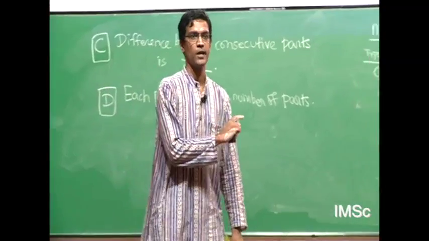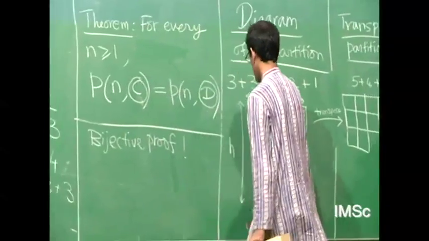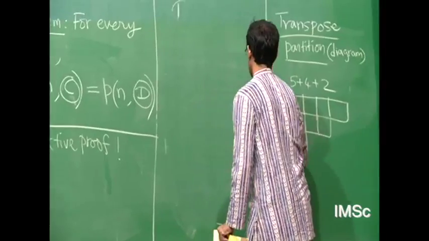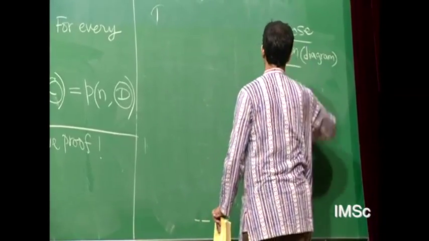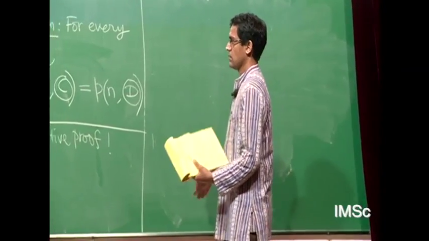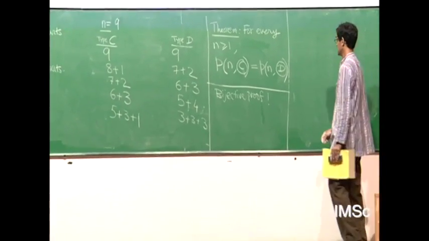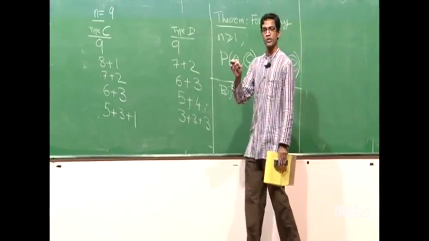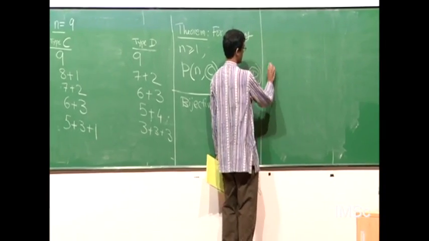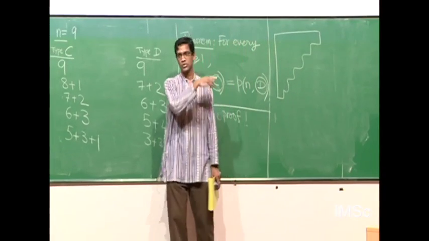Let us prove this by first seeing what it means in terms of the diagrams. Okay, so let's try and interpret the diagrams. Let's see what condition C means in terms of the diagram. What does it say? The difference between consecutive parts is at least 2, right? So here's what it means. The diagram of the partition looks, I'll just draw the outline, let's say it looks like this. Those are the boxes inside.